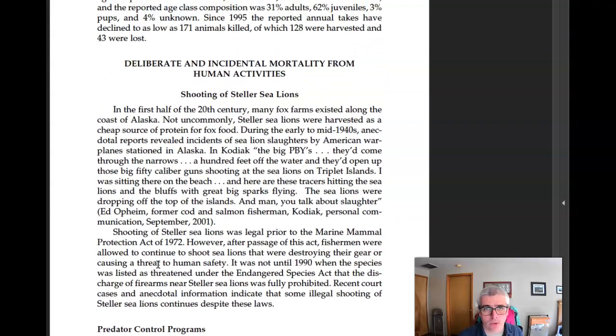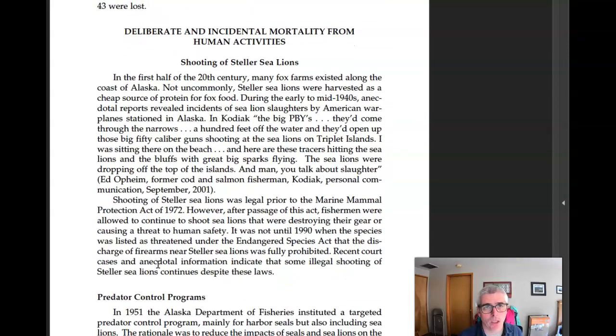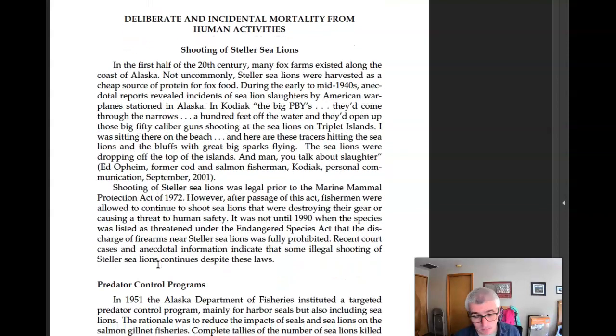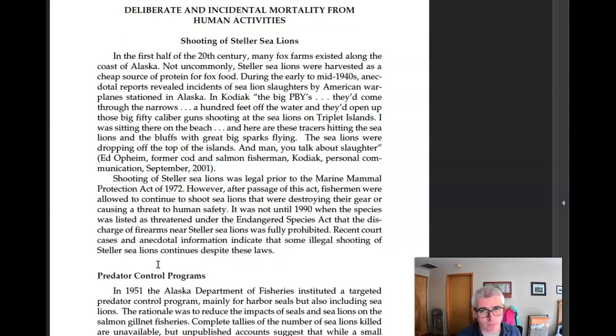when I was in grad school, saying that it's pretty well known that it was acute lead poisoning, meaning people shooting sea lions, that was a big decline. And by that I mean it's not subsistence harvesters, it's people shooting sea lions for perceived interactions with fisheries. So the shooting of Steller sea lions was legal prior to the Marine Mammal Protection Act of 1972. However, after passage of the act, fishermen were allowed to continue to shoot sea lions that were destroying their gear or causing a threat to human safety. And the interpretation of that is arguably vague.